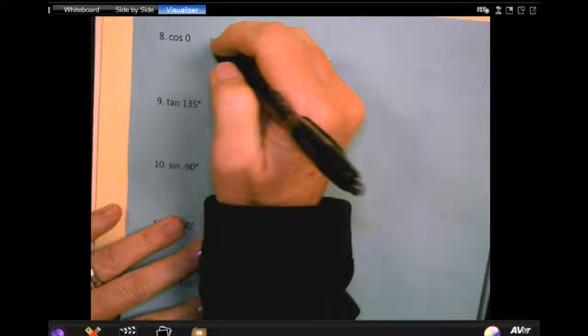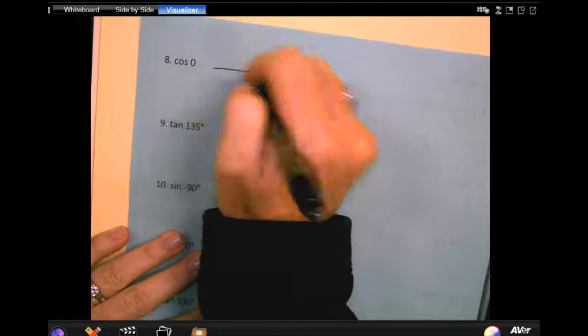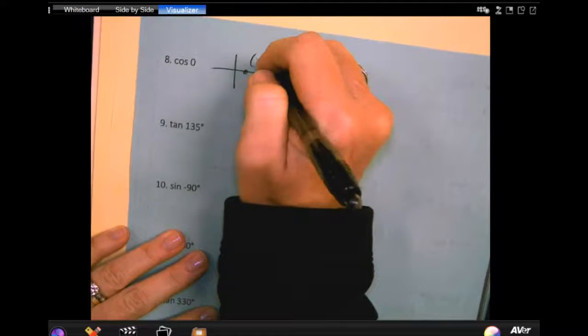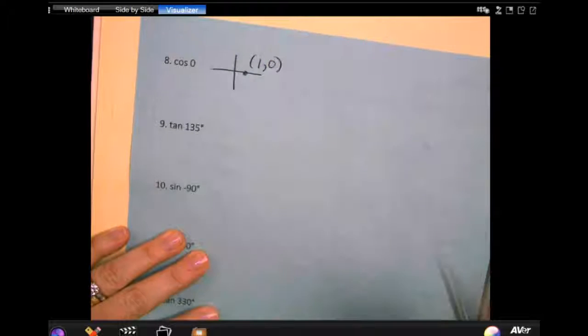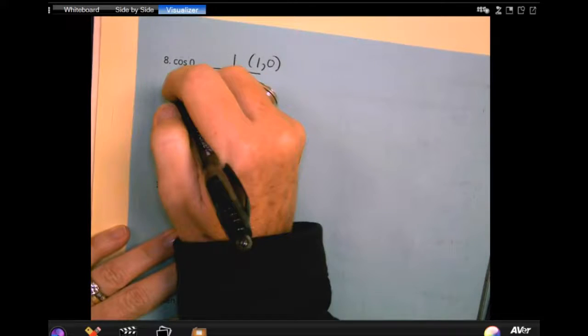So the cosine is 0. That's a quadrantal. It's right here. The point is 1, 0. The cosine is asking for the x value, so that's 1.